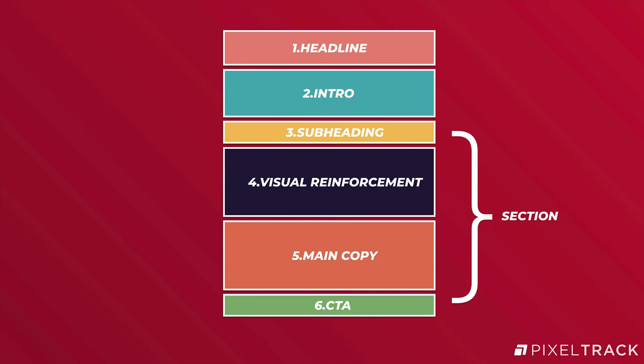It can be a listicle, it can be a regular blog post, it can be a review, it can be anything for that matter. This is pretty much the structure that every blog has, right? There is a headline, there is an intro, there is a subheading, there is visual reinforcement for that subheading, and the main copy for the subheading, and a CTA probably. And from 3 to 6, the subheading, visual reinforcement, main copy, and the CTA, this section can repeat itself throughout the blog, right? So especially if it's a listicle or something like that, you might have like 10 of these sections.